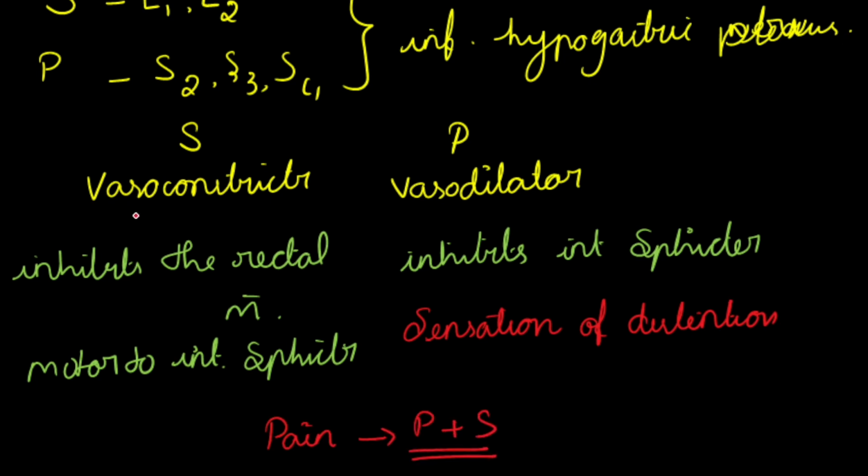So in case of sympathetic, we will be having vasoconstrictor action. In case of parasympathetic, we will be having vasodilator action. And in case of sympathetic, we will be having inhibition to the rectal muscle with motor to the internal sphincter. And in case of parasympathetic, we will be having inhibition for the internal sphincter, and there will be a sensation of distension. And pain sensation will be carried both by the sympathetic and parasympathetic nerve plexus.